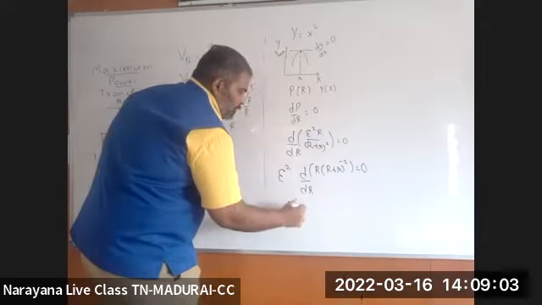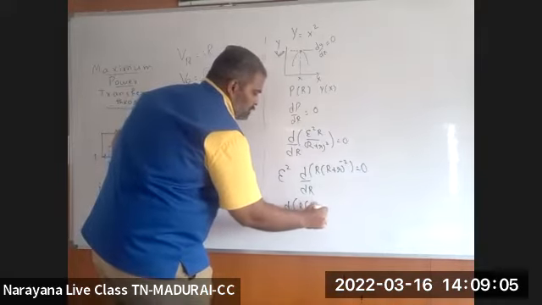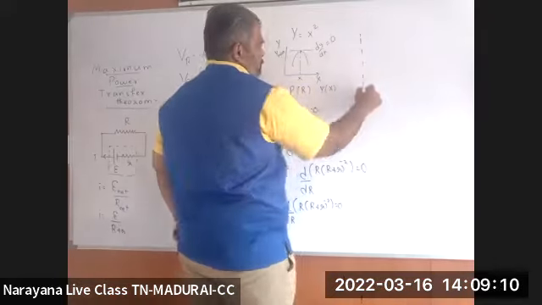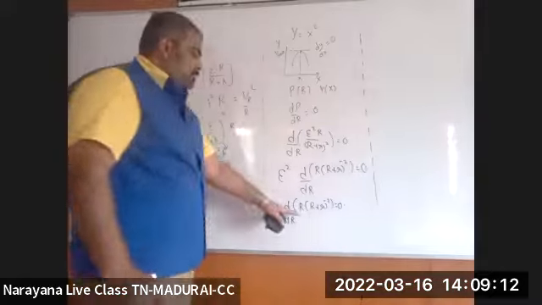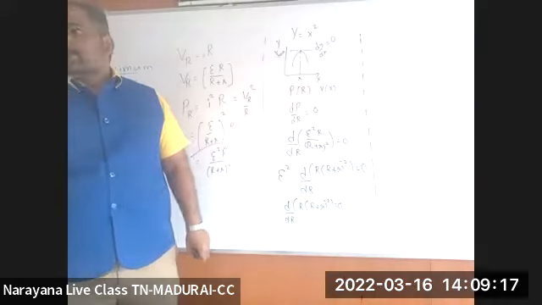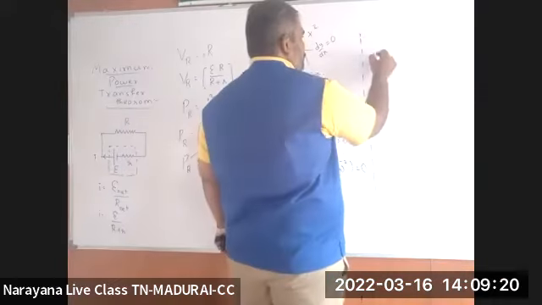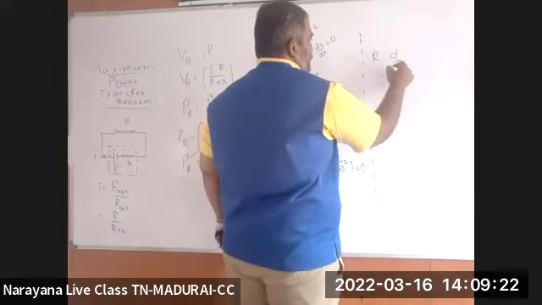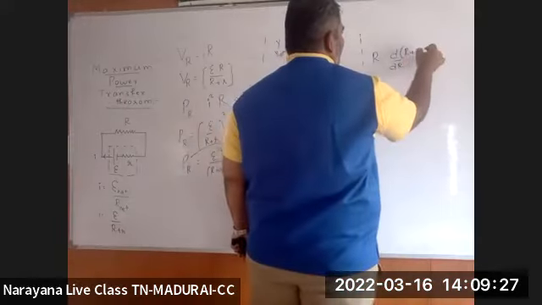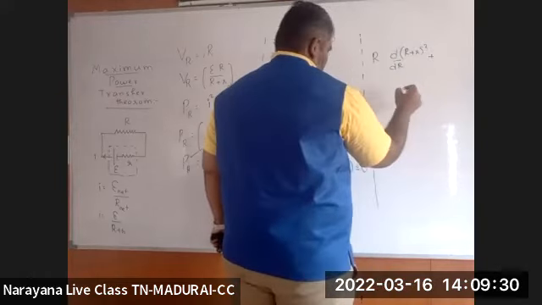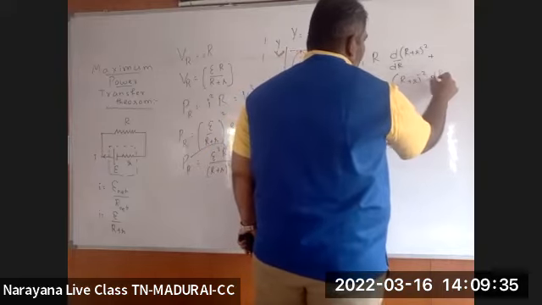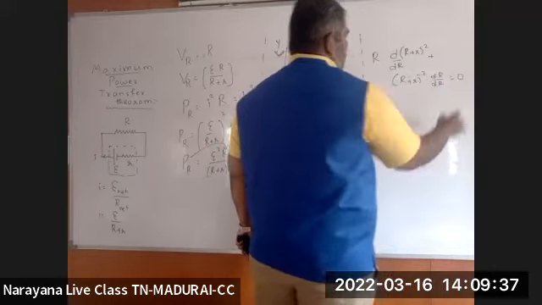d by dr of R into (R plus r) whole power minus 2, minus p, equal to how much? 0. So this is the u into v rule, the product rule. R into d by dr of (R plus r) whole power minus 2, plus (R plus r) whole power minus 2 into dR by dR, equal to 0.